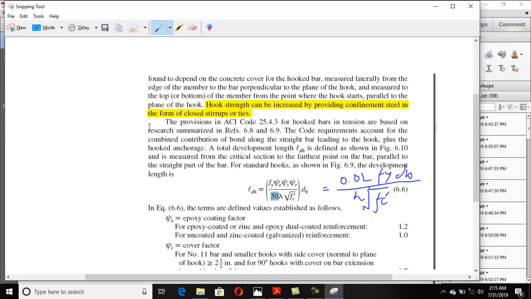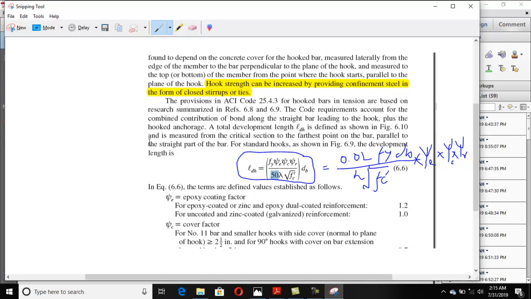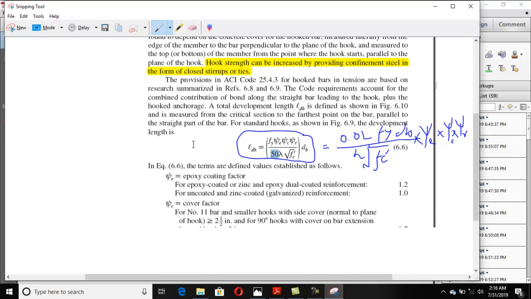But they only use one factor, that is the psi e factor. After calculating the length ld, at the last stage they multiply the psi c factor and the psi r factor. So Nilson made this formula a little bit simpler and easier.